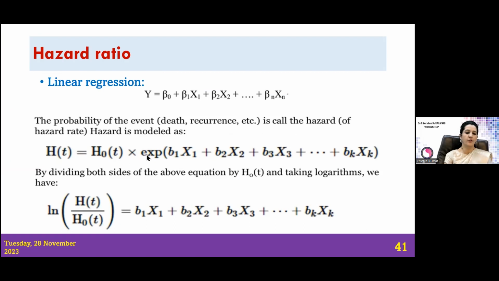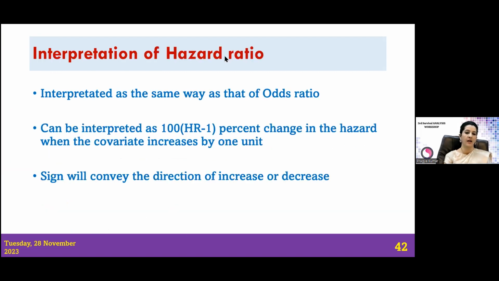If you have to remove this exponent, then you have to take a log. So you divide both sides by h0 at time t and take a log of it. With this log, you can remove the exponent. So this ht by h0 is the hazard ratio. It is interpreted in the same way as the odds ratio.